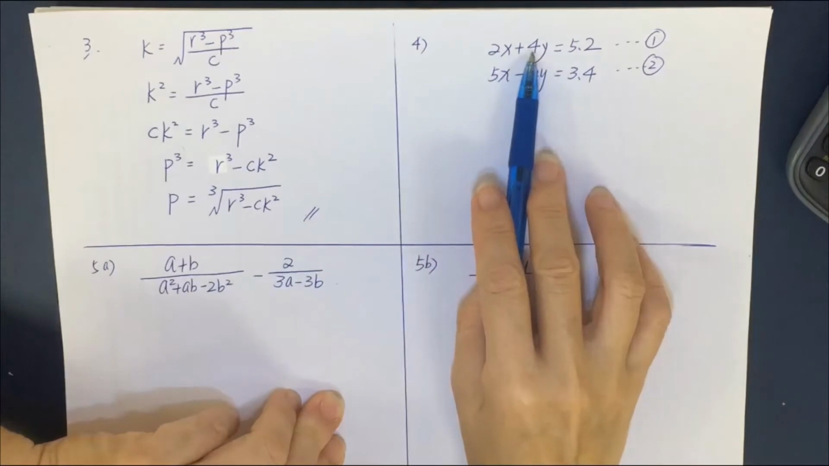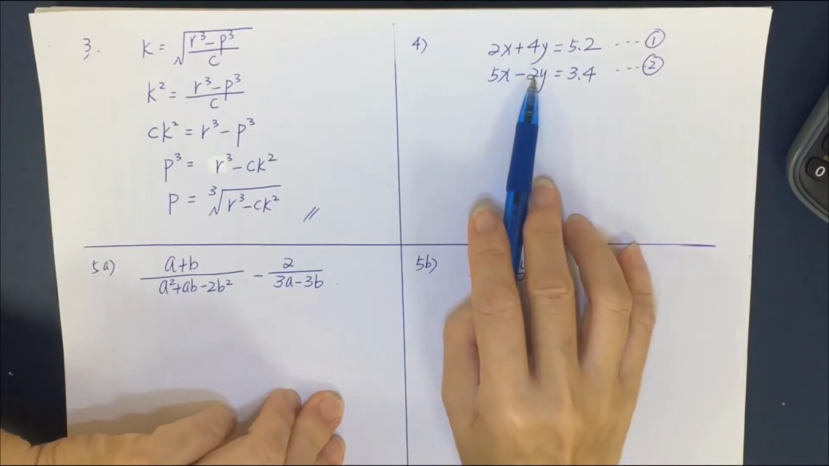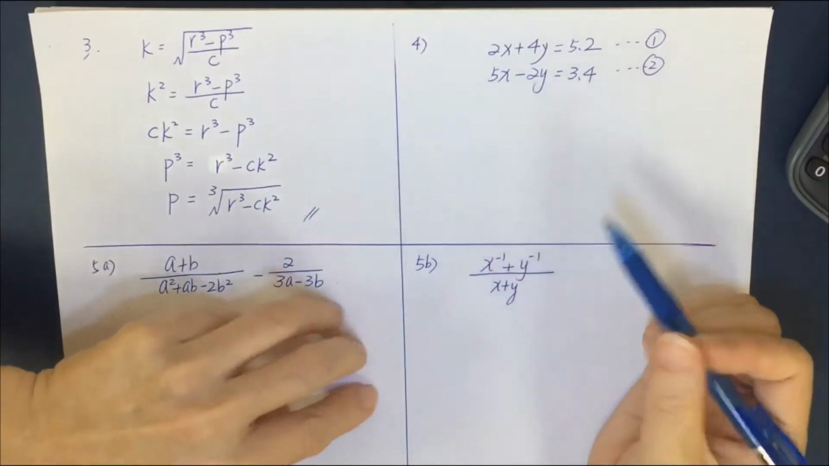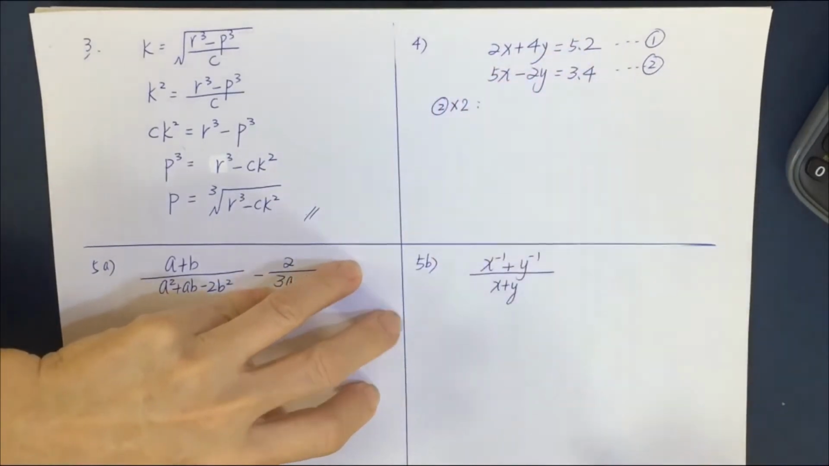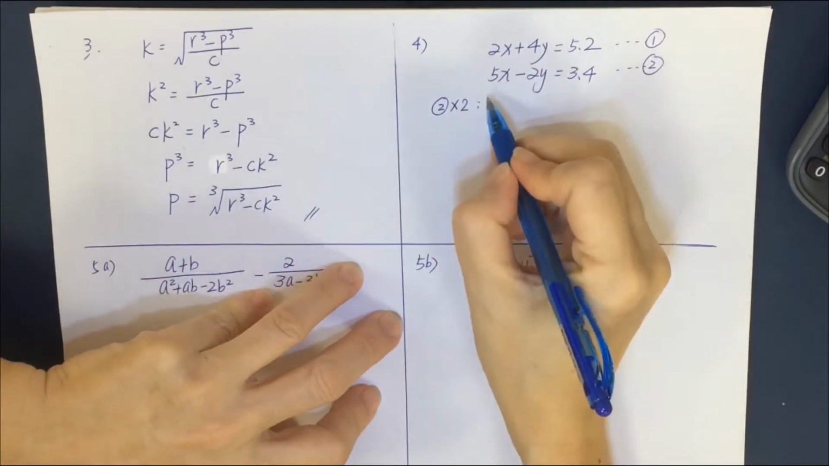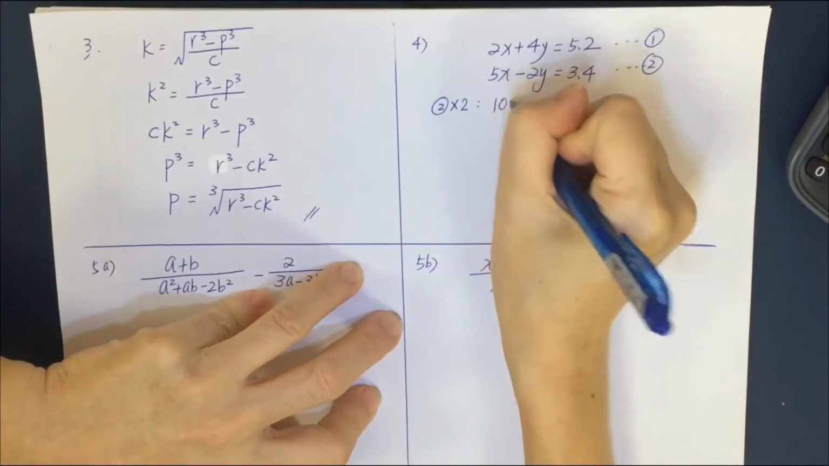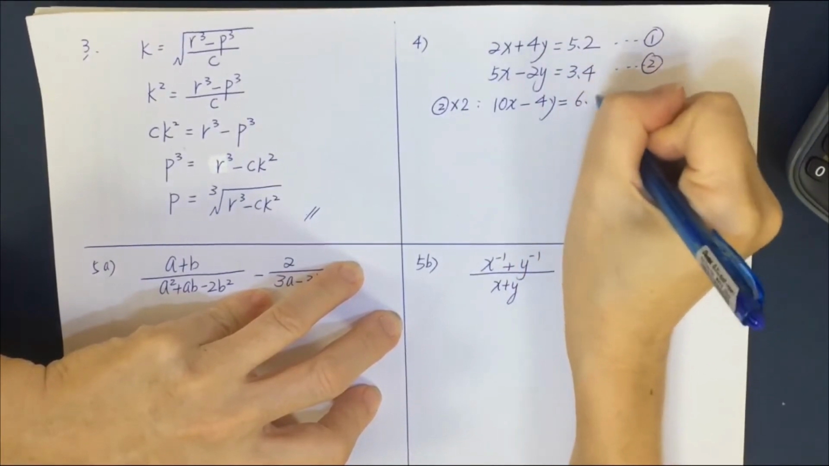If I handle the 4 and the 2, what I need to do is just multiply this with 2, then it becomes 4. So I only need to handle one equation. So this is an easier way. So I times 2 throughout the equation, so I have 10x minus 4y equals 6.8.